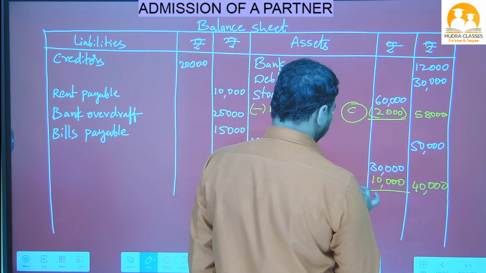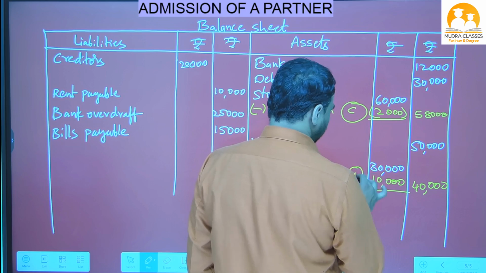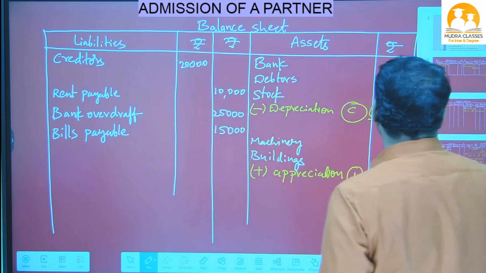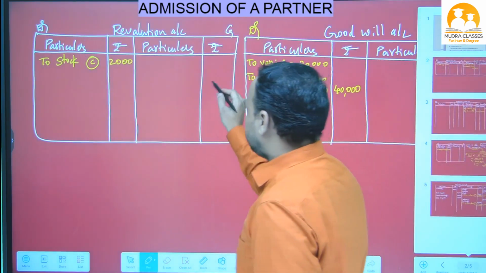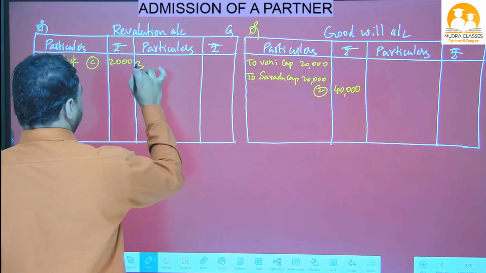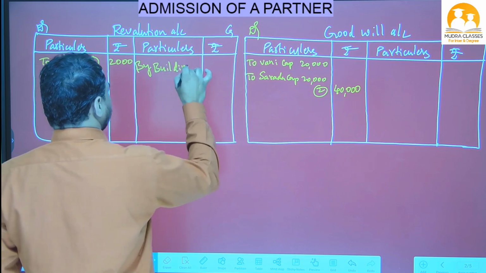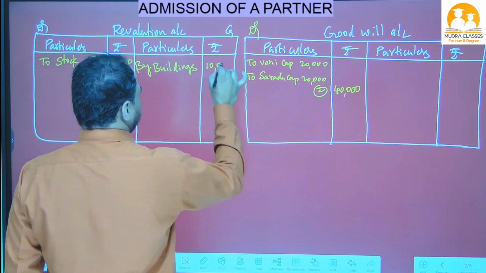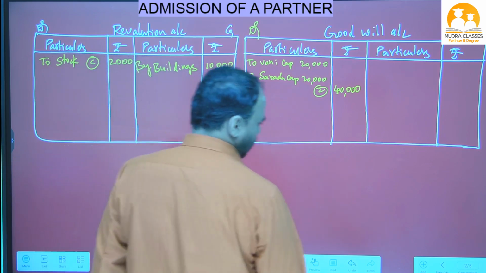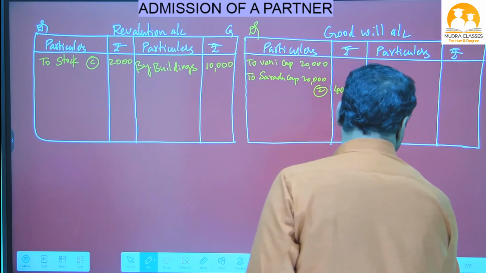This is adjustment number D. This is a profit to the business. So one more time we will write in the revaluation account credit side by buildings. How much increased? 10,000 rupees. Okay. Now see the last adjustment.